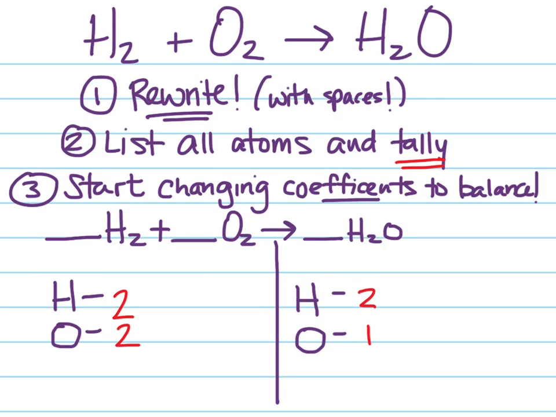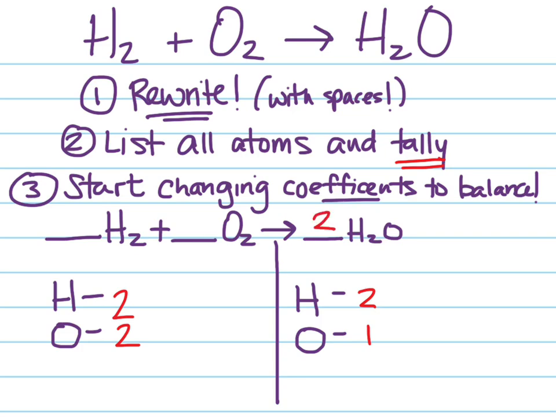Step 3 is when I start changing coefficients to balance. The coefficient, remember, is the number that goes in front of the chemical on the reactant or product side. And right now, since there are no numbers in front, those are all coefficients of 1. All right, what could I balance first? Well, everything except oxygen is balanced.